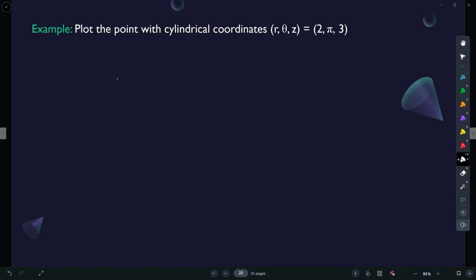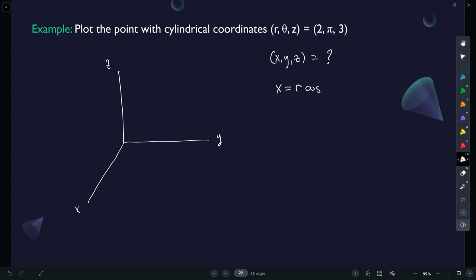What point has cylindrical coordinates 2, pi, 3? Negative 2 for x? How did you figure that out? Oh, yes. So what we did is that x is r cosine theta, y is r sine theta, and z equals z. Before I use those formulas, that's great, just plugging in the formulas. But before I do that, let me sketch what's going to happen.